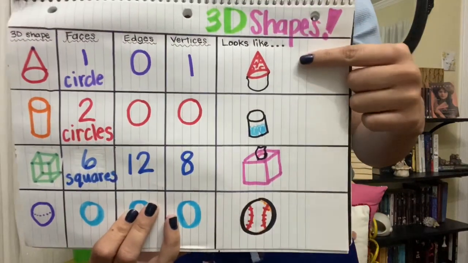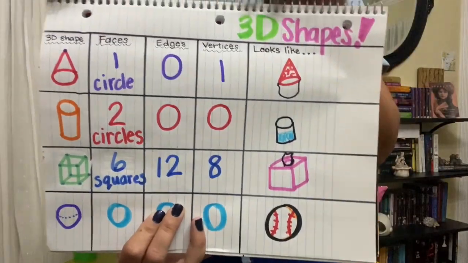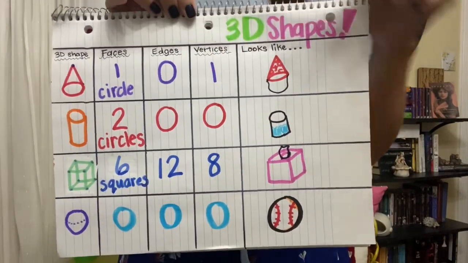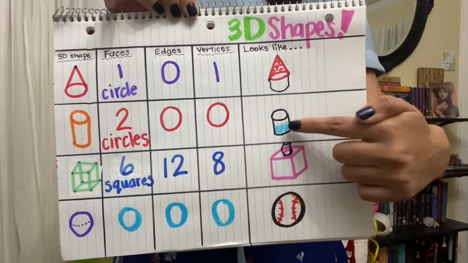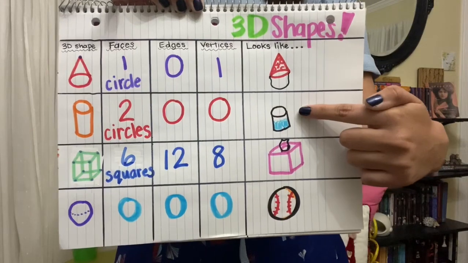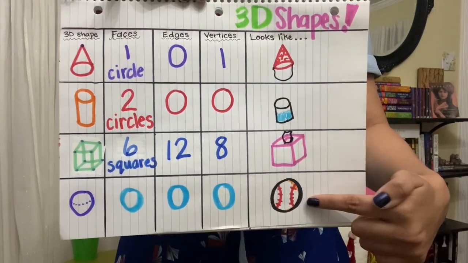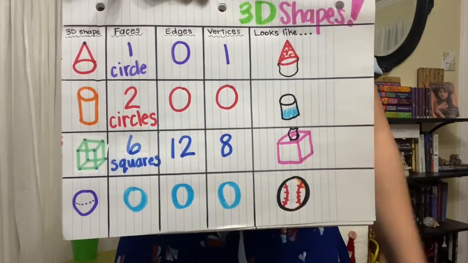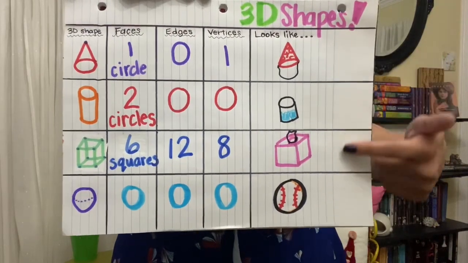For this last column, I want you to think about what looks like each 3D shape. I wrote that a party hat looks like a cone, a cup of water looks like a cylinder, a tissue box looks like a cube, and a baseball looks like a sphere. What else could you add to this column?